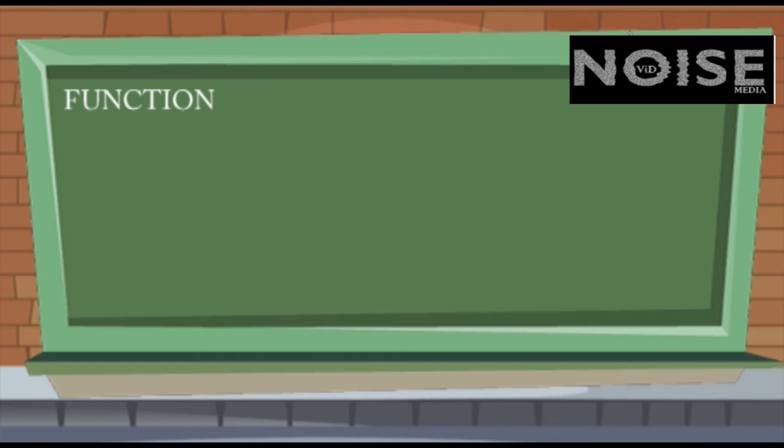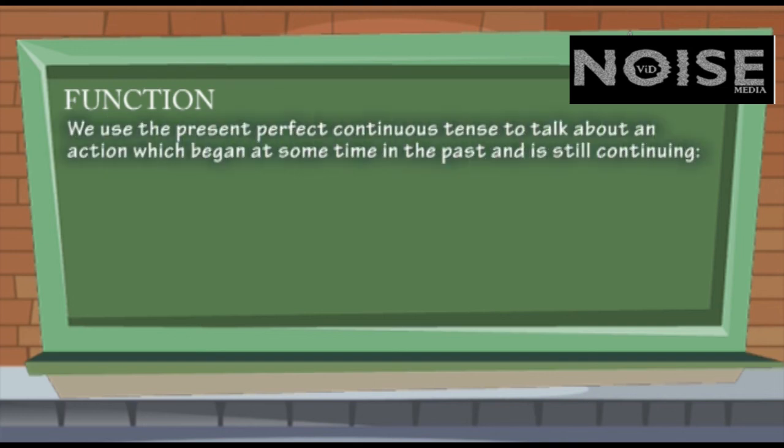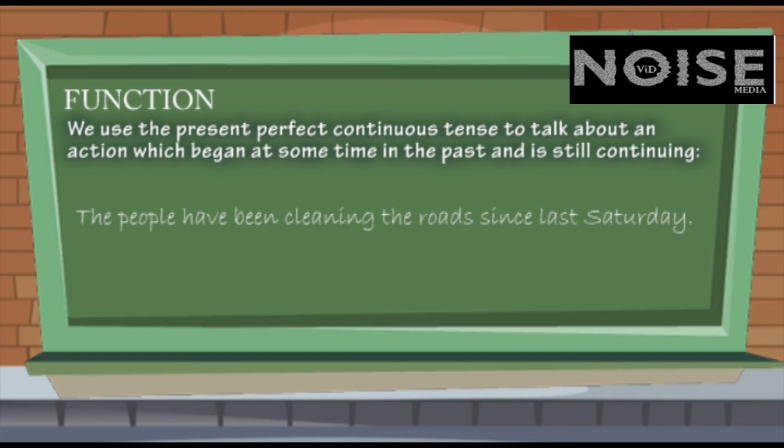Now the function, I'm going to give you the function of this tense. That is not quite complicated. I've explained a few things already, but anyhow, let's do the function once again. We use the present perfect continuous tense to talk about an action which began at some time in the past. Remember? Sometime in the past and is still continuing. For example, the people have been cleaning the road since last Saturday.